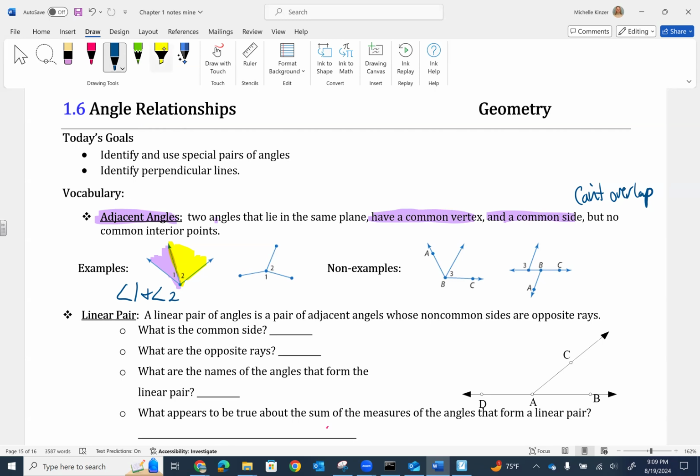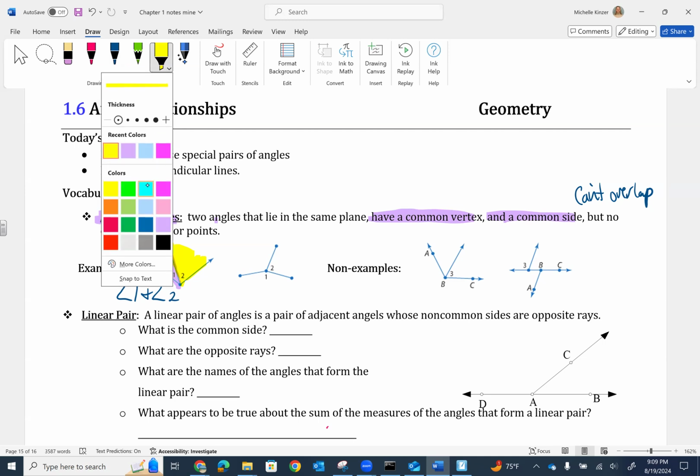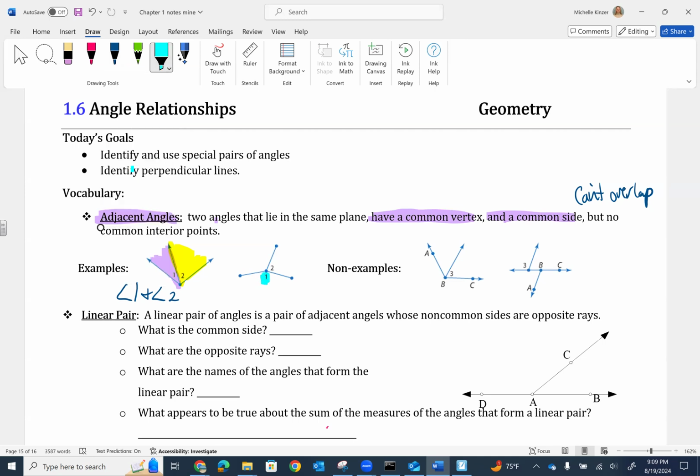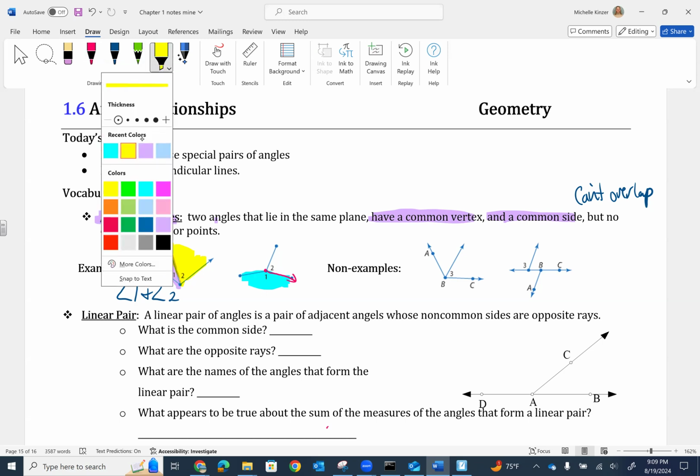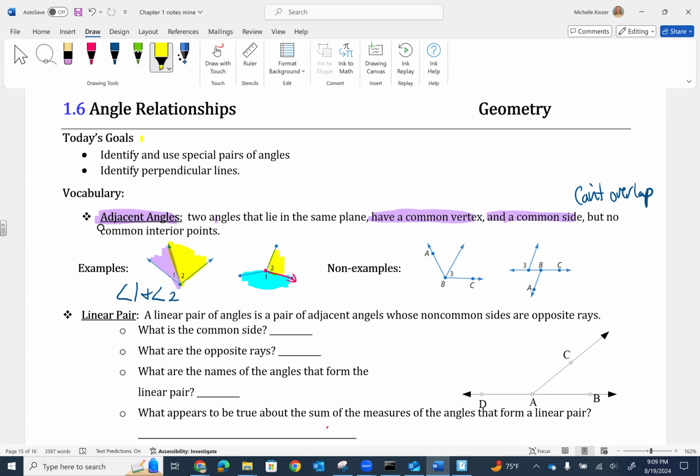So it means close to, but it also means this very special thing. So angle one here, notice it's formed right here, and the vertex is right here. And angle two shares that common vertex, and it also shares this common side here. So angle one and angle two, indeed, on the second picture, are also adjacent to each other because they don't overlap. They have a common side, and they have a common vertex.